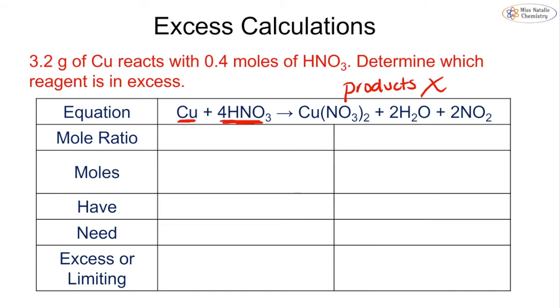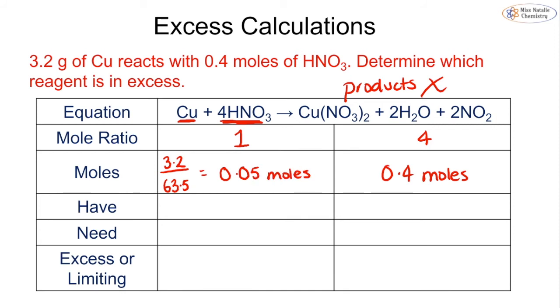So if we take the copper and the nitric acid and we look at firstly their mole ratio, we have a 1 to 4 ratio: 1 mole of copper to 4 moles of nitric acid. Then I use the information from the question to determine how many moles I have. For the nitric acid, it's quite simple. It tells us that we're using 0.4 moles. Whereas for the copper, it's 3.2 divided by the relative atomic mass, which is 63.5, which gives me 0.05 moles.